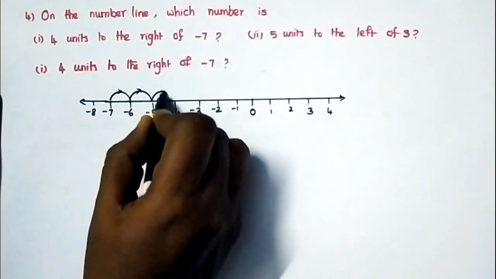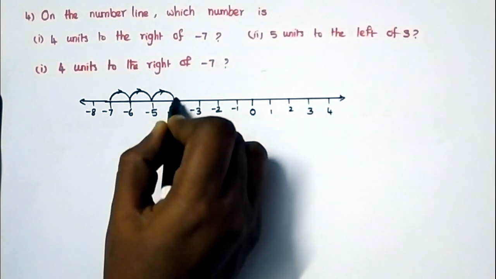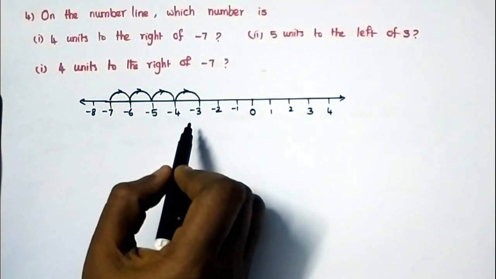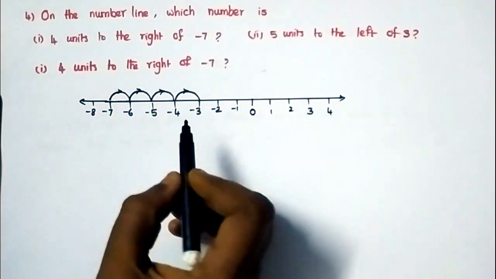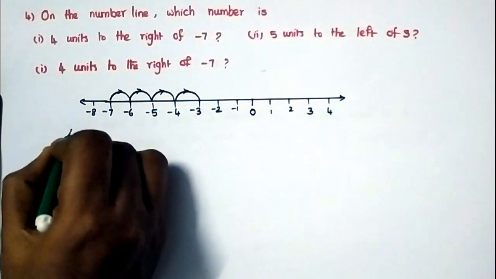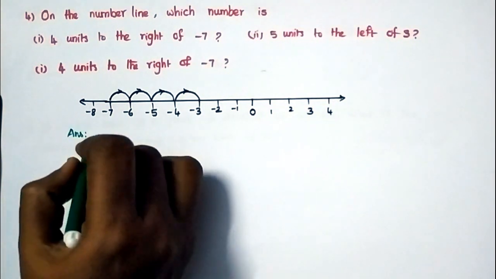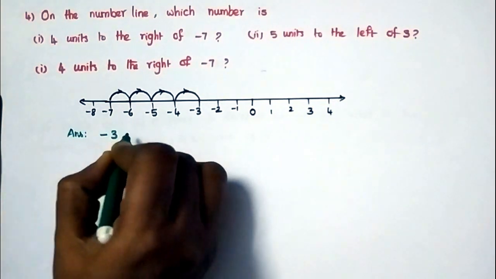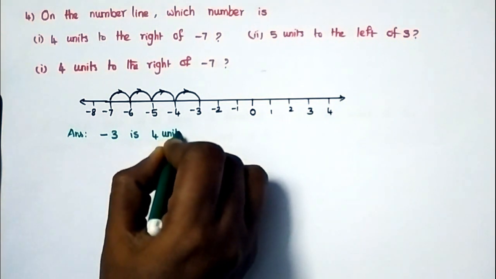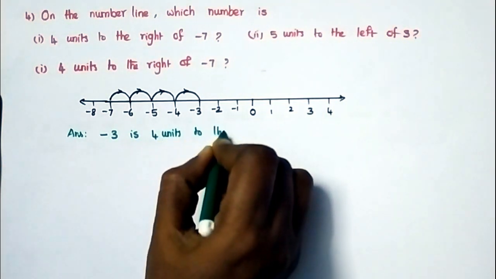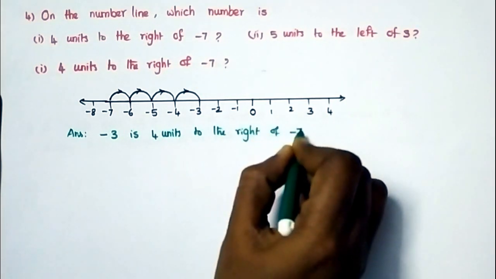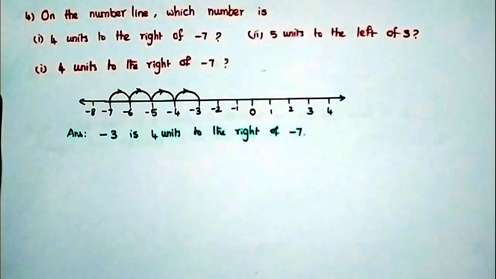2, 3 and 4. Which number we get? Minus 3. So that is the answer. Minus 3 is 4 units to the right of minus 7. That is the answer.